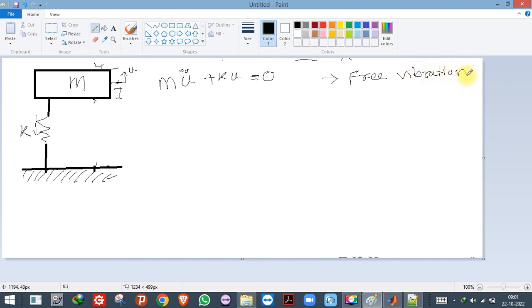Free vibration, that is, there is no force acting on it, like there is no earthquake force or no external force acting on it. So this is a free vibration. Now how do you define free vibration?